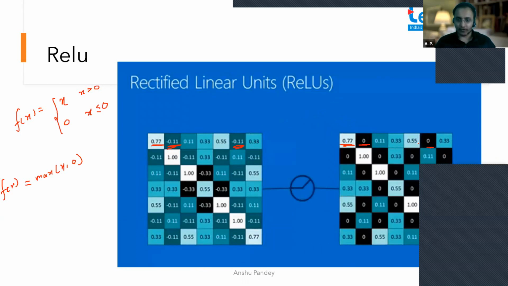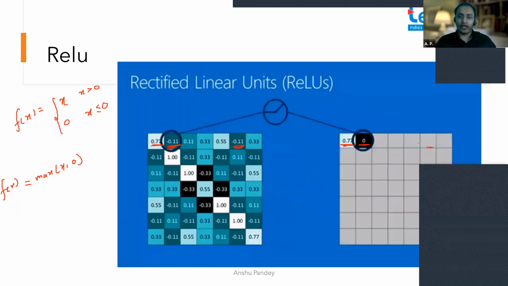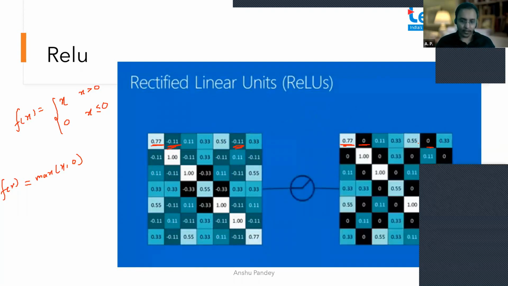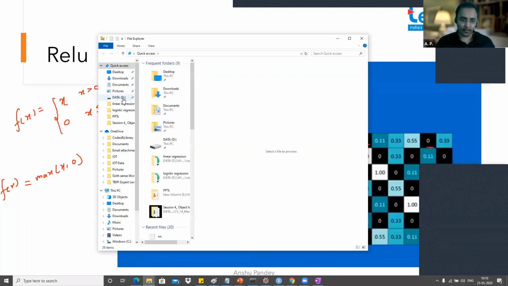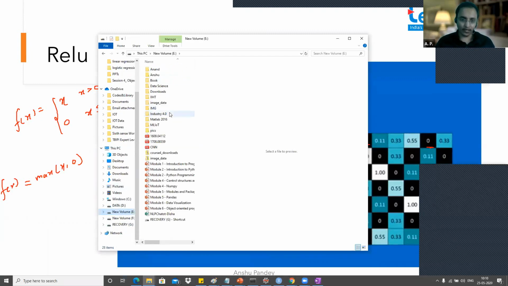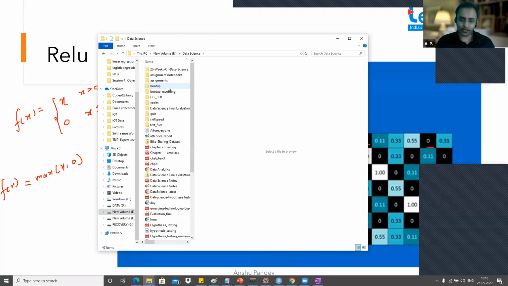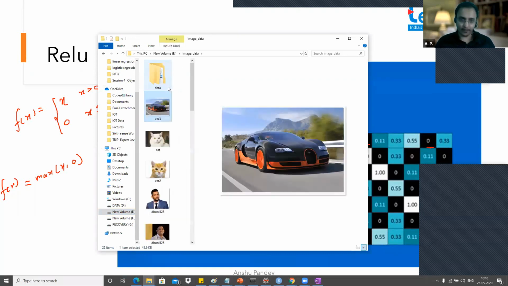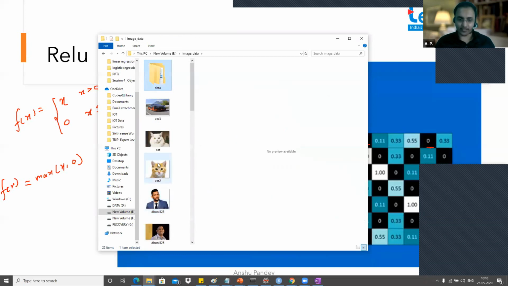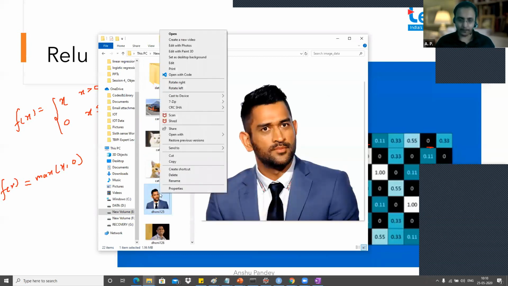Right, I hope we're good so far with the idea of what ReLU is doing. Now imagine a situation in which you have an image of a human face. If we apply the process of convolution and ReLU on this, what happens?